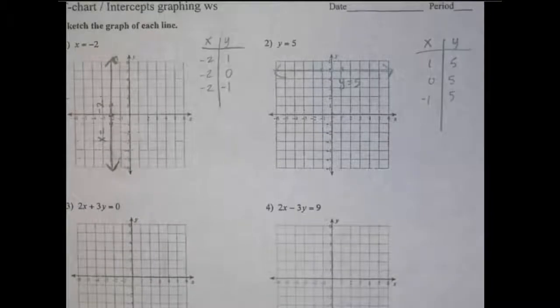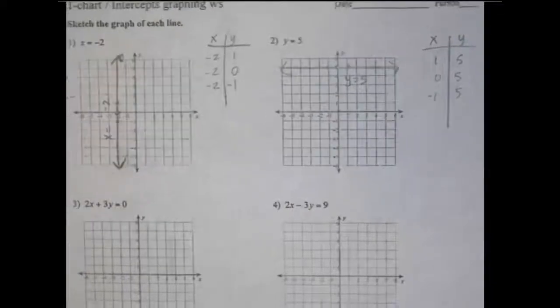Some of you are struggling with the graphing. We're going to do a lot of graphing for the next 2 weeks. You'll have a quiz next week, either Friday or the following week. Most likely Friday.